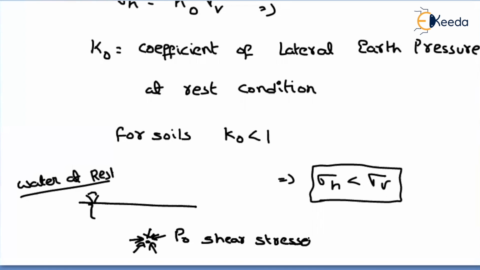That means shear stresses will be equal to 0. But if you are talking about the soil, it will resist with the sum of the shear stresses. So that's why the lateral earth pressure is coming less than the vertical earth pressure. Okay. So if we know the coefficient of earth pressure, then by using the vertical earth pressure, we can find out the lateral earth pressure.